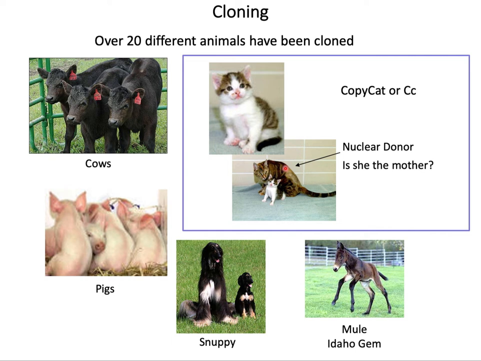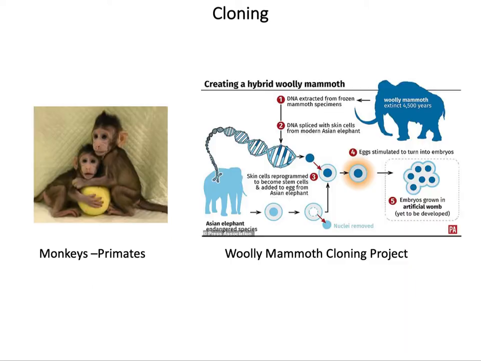Also shown is Snuppy, the Afghan hound. This puppy was one of 3 puppies produced from 123 surrogate mothers, and he is the lone survivor. Also shown is a mule, Idaho Gem. As you know, mules are normally sterile. In 2017, Chinese scientists reported the cloning of 2 monkeys using somatic cell nuclear transfer. Monkeys are primates, and since humans are in the primate family, these cloned monkeys reignited the ethical discussion concerning human cloning.